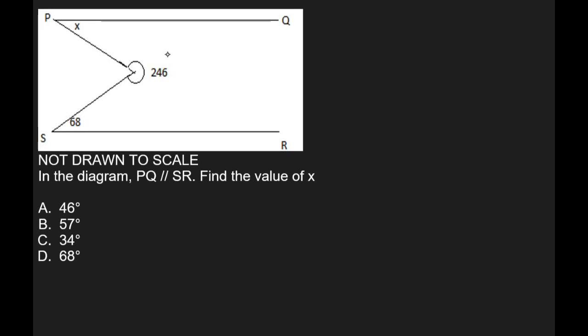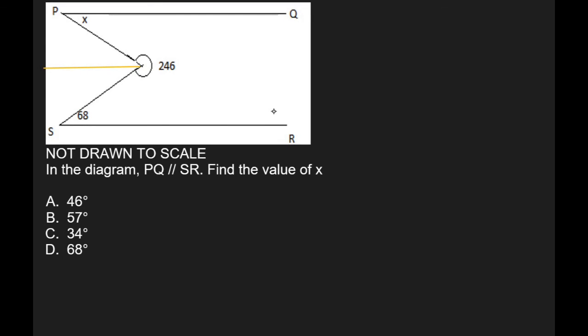Question 19. If line PQ is parallel to line SR, then we can have another line parallel to both of them and label this A and also this B. Now, angle S here should be an alternate angle to angle A. So A should also be equal to 68 degrees.